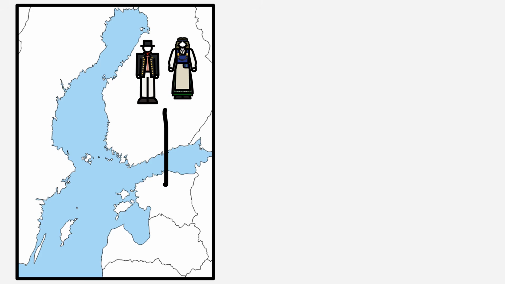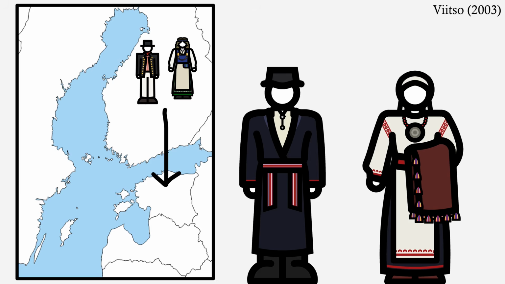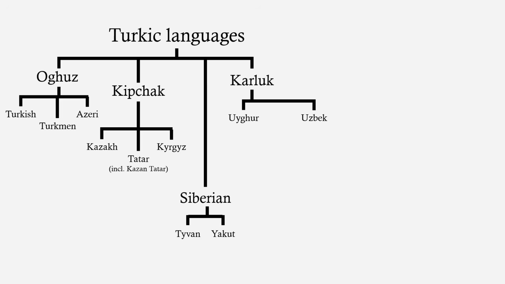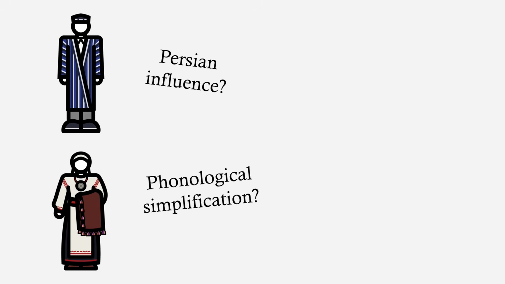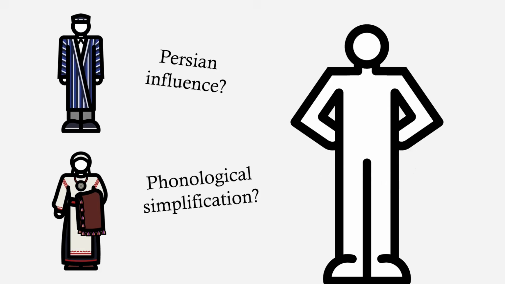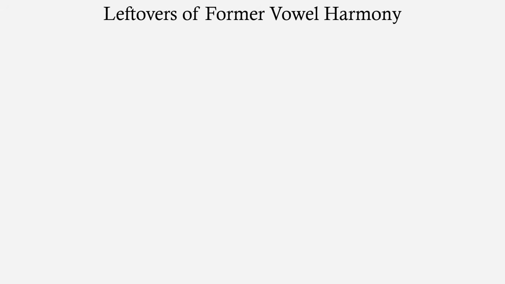Skipping just across the sea to Finnish's close relative, we see that North Estonian has completely lost its vowel harmony system. Among the Turkic languages, Uzbek has also lost its vowel harmony system. How and why such a system disappears could be a video in its own right, but what's also interesting is all the little oddities that such a system leaves behind after it's gone.